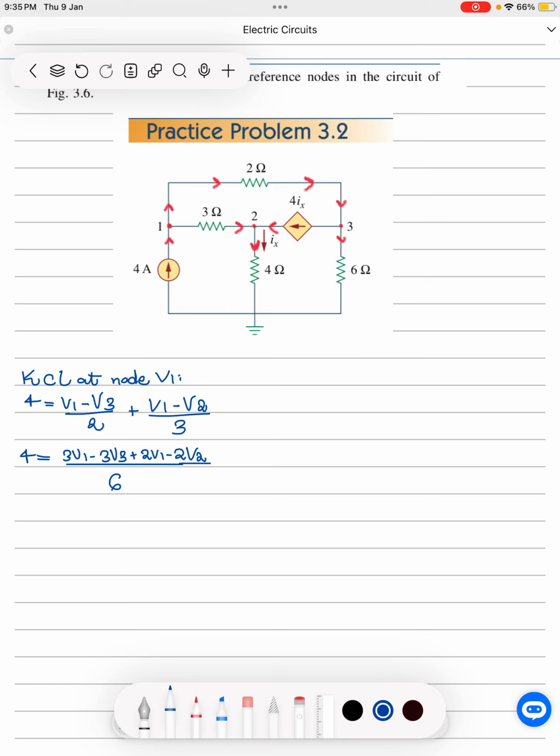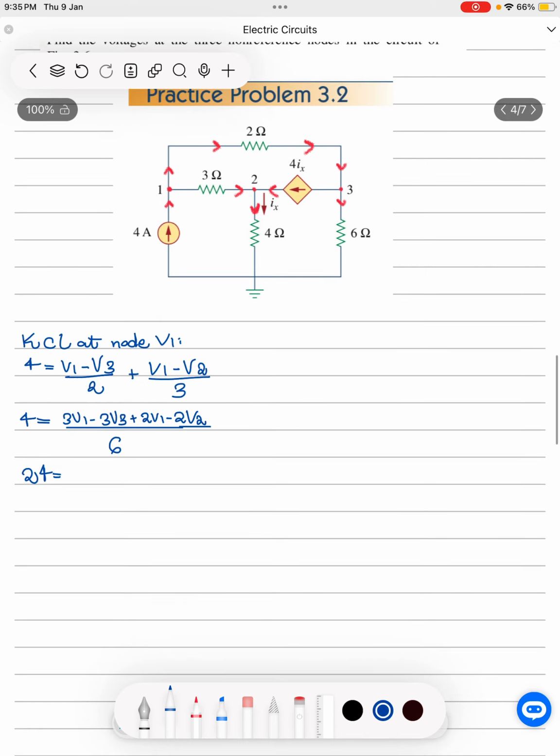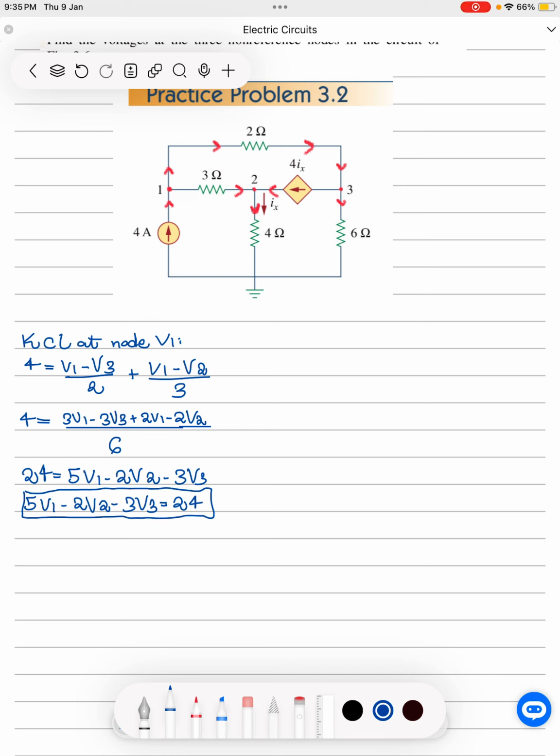Okay, simplifying further, this would be 24, and 3 plus 2 would be 5V1 minus 2V2 minus 3V3. So the final result of this equation is 5V1 minus 2V2 minus 3V3 equals 24. This is equation number 1 that has been formed.